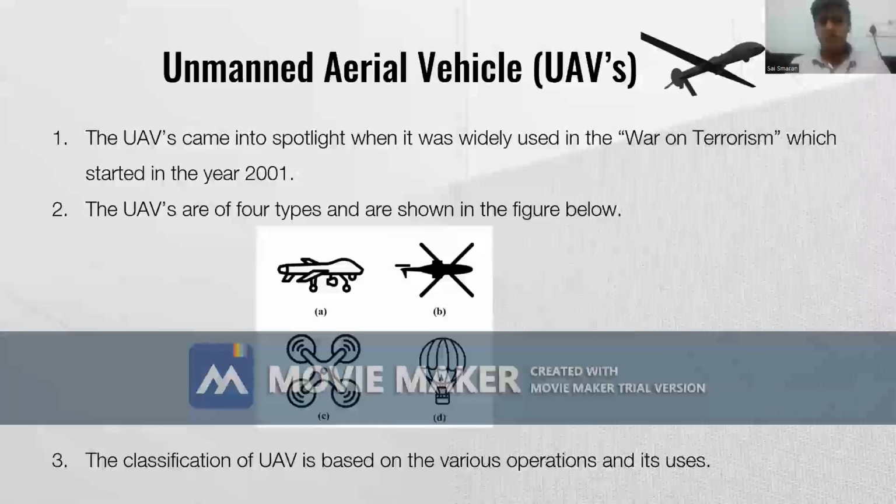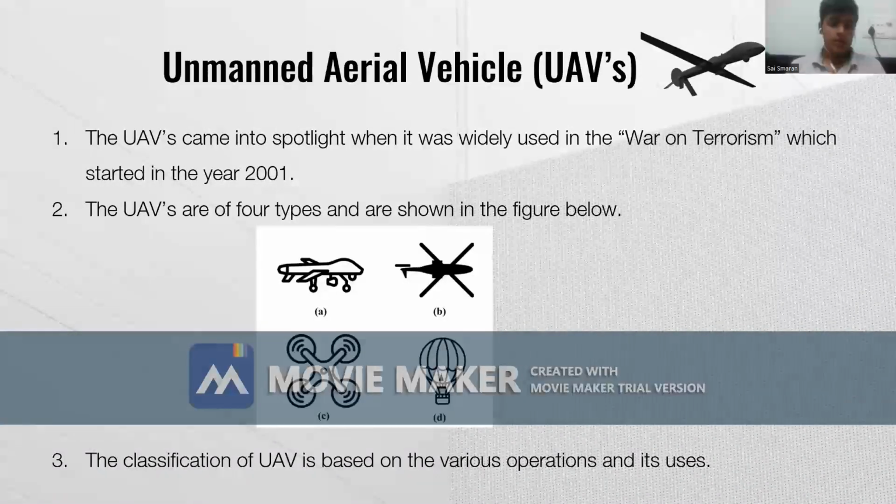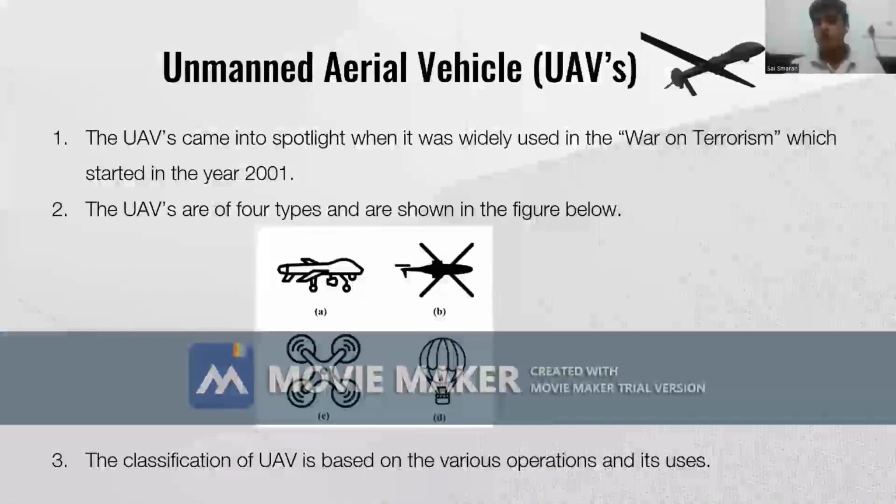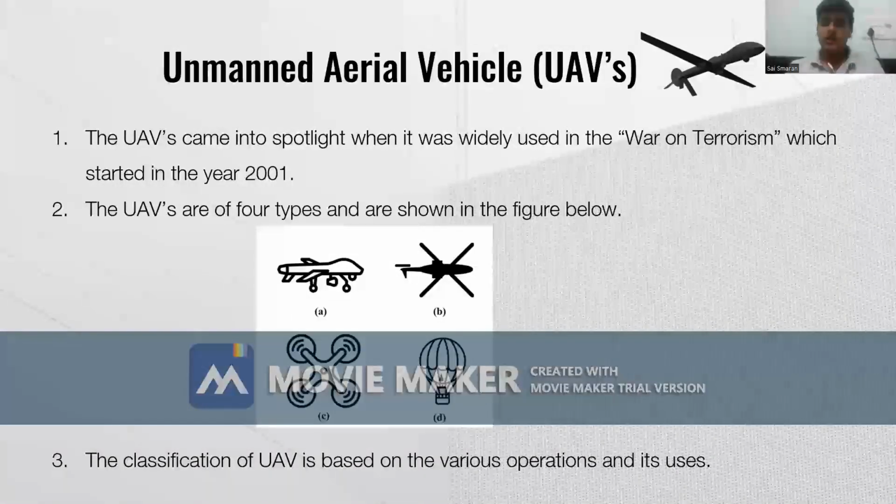So let us learn about what a UAV is and what the different types of UAVs are. UAVs came into the spotlight when they were first used in the war on terrorism, starting in the year 2001 against the Osama bin Laden-led Al Qaeda organization. UAVs are broadly classified into four types, as we can see in the figure. We'll be learning about the classifications in the upcoming slides.